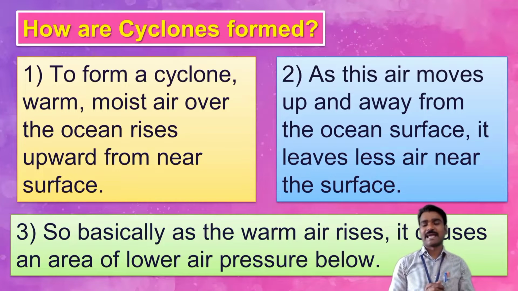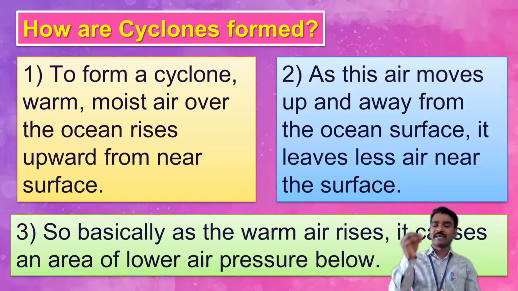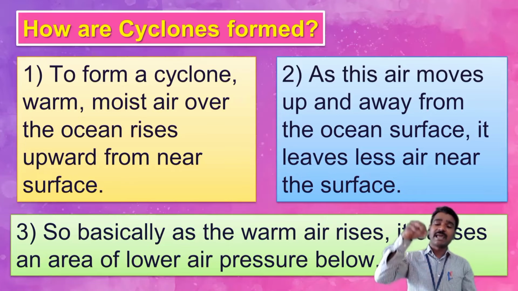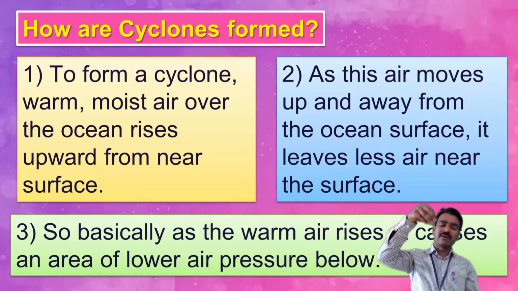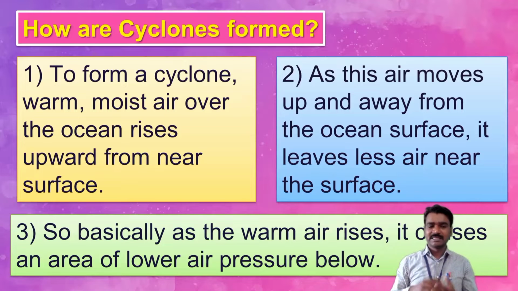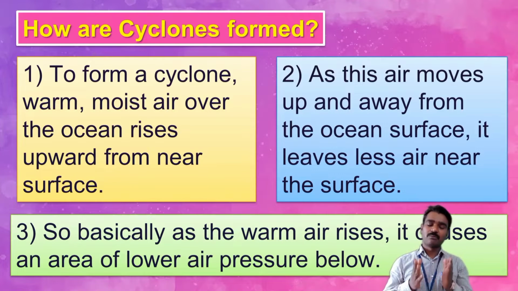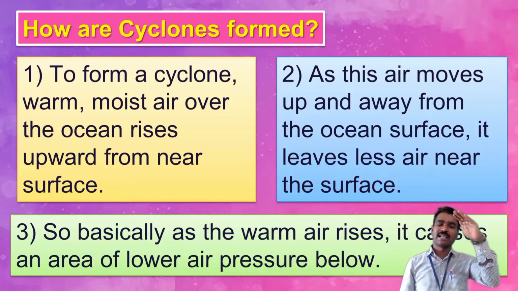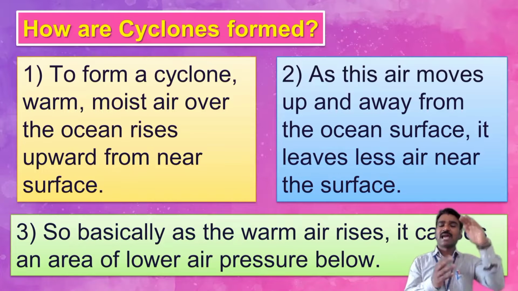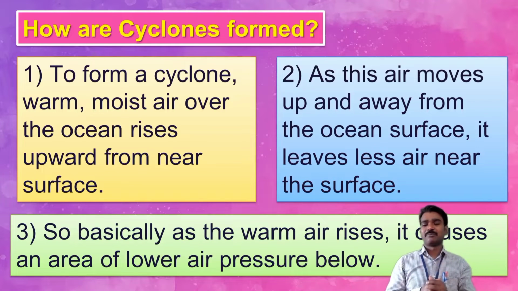So for the formation of the cyclone, the first condition is required. It requires warm and moist air over the ocean. So this warm and moist air over the ocean rises up. Okay, when we heat the air, it becomes lighter and it goes in the upward direction. This we know. So warm and moist air over the ocean rises up in the upward direction and leaves that surface, goes away from that particular surface.